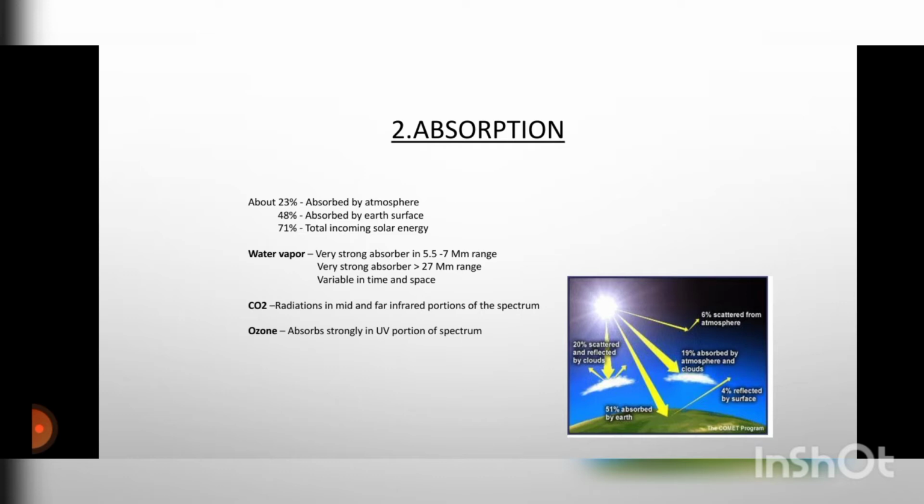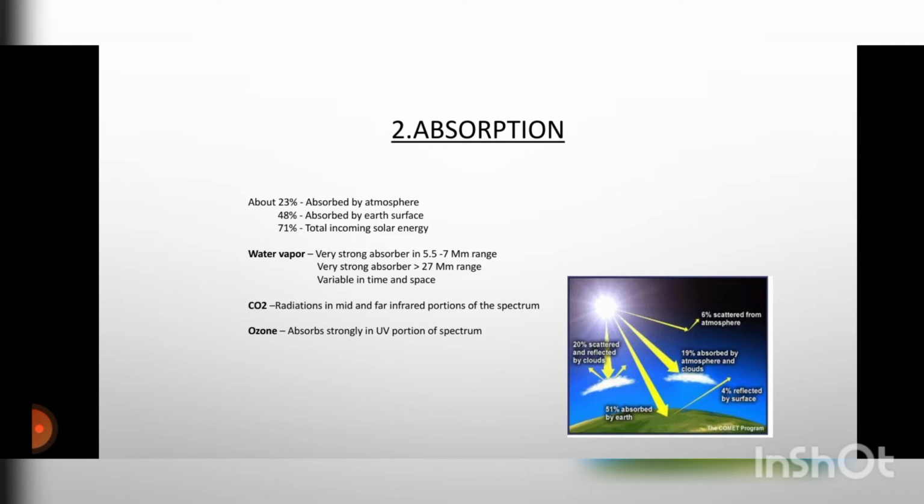Now, carbon dioxide primarily absorbs radiation in the mid and far infrared portions of the spectrum. Ozone absorbs strongly in the UV portion of the spectrum, which has very short wavelengths, and is responsible for protecting us from damaging radiation that causes skin cancer. And we also know that a portion of the incoming solar radiation is absorbed by gases in Earth's atmosphere. That is what we have said.